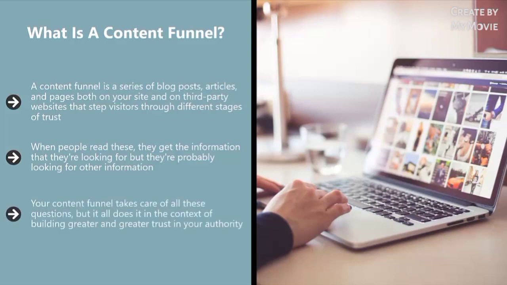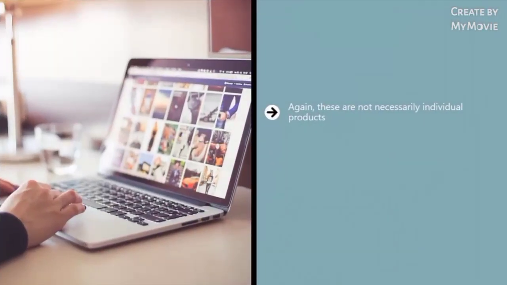Your content funnel takes care of all these questions, but it does it in the context of building greater and greater trust in your authority. It starts with establishing in the minds of the reader that you are knowledgeable and credible enough about the basic questions they're asking. If they like what they read and still have other questions regarding which solution is the best, they can click the link, and then you lead them through your comparison of the different types of solutions out there.